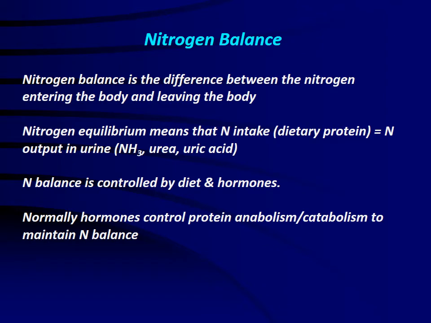Nitrogen balance. Nitrogen balance is the difference between the nitrogen entering the body and leaving the body. Nitrogen equilibrium means the nitrogen intake equals nitrogen output in urine in the form of ammonia, urea, and uric acid. Nitrogen balance is controlled by diet and hormones. Normally, hormones control protein catabolism and anabolism to maintain nitrogen balance.